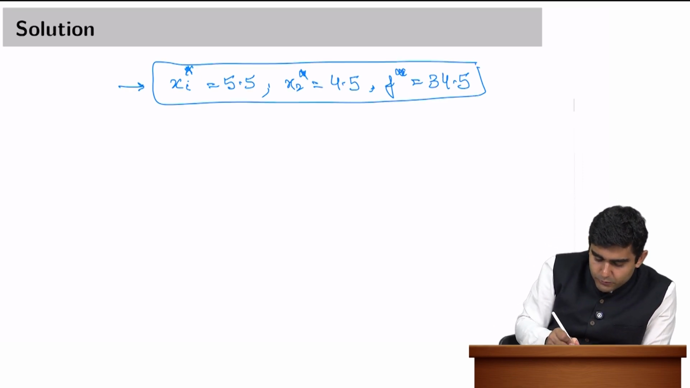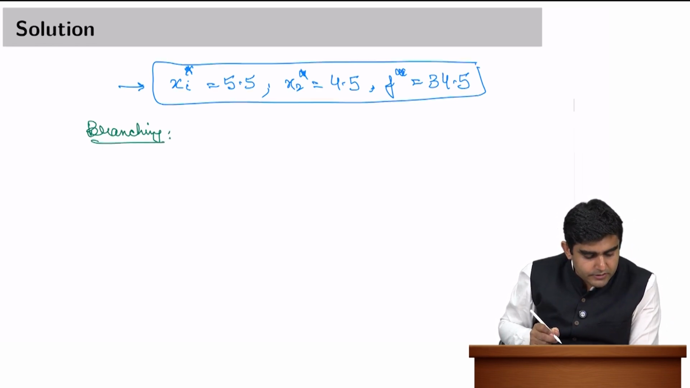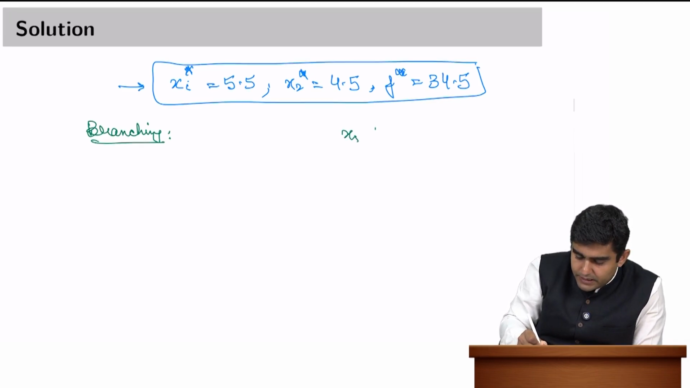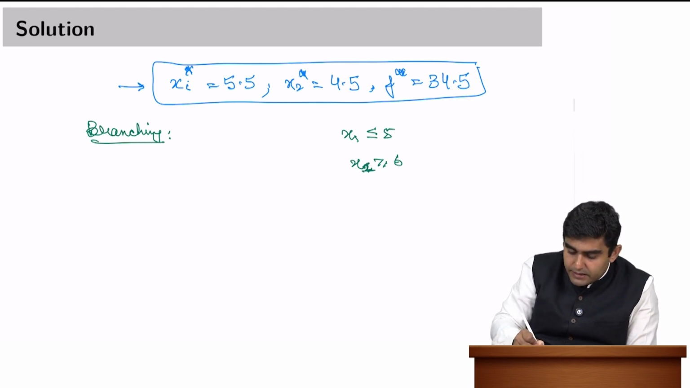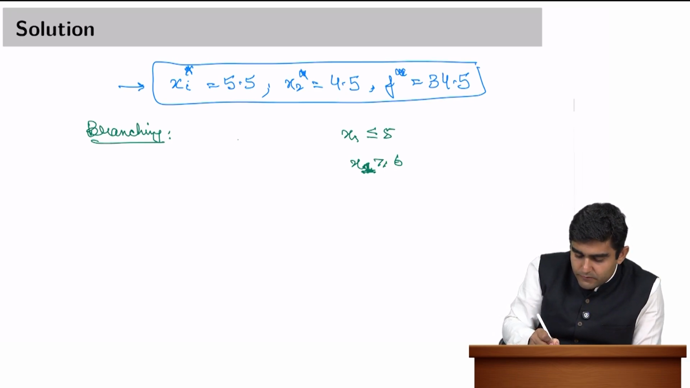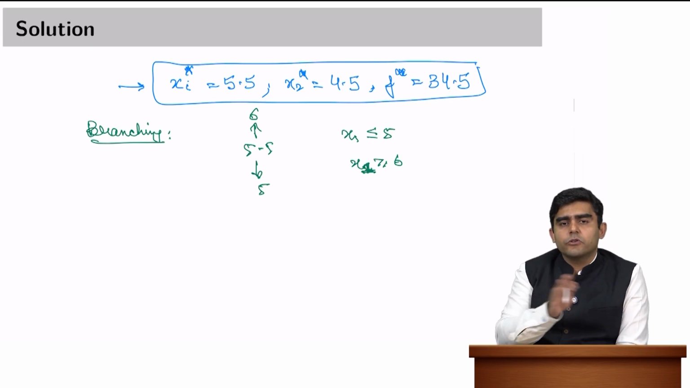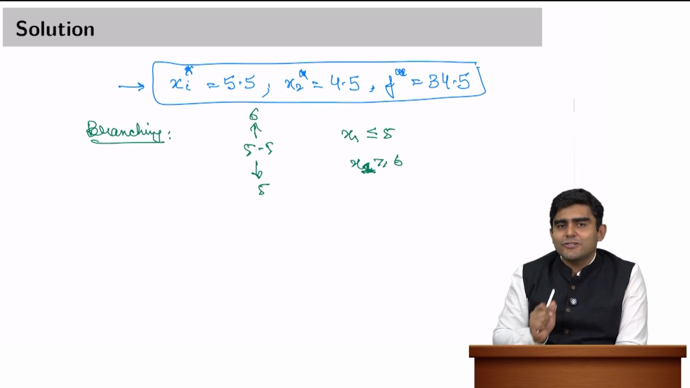So what will we do? We will do the first branching. And as we said, first of all, we will go behind x1 and we will put two conditions on x1. First condition would be that x1 is less than equal to 5, and the second condition is that x1 is greater than equal to 6, and it follows the same logic that since we are having 5.5, we will take the ceiling 6, the floor 5 and look for solutions on either side except that particular domain where it is having the fractional value.